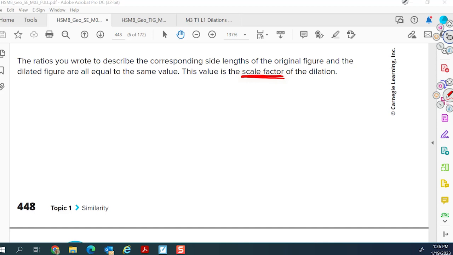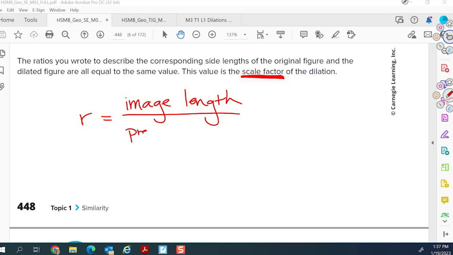It's maybe a term you've heard before, maybe not. It's the scale factor, the ratio between the two things that are similar to each other. Now I want to give you that the variable used for scale factor is r. I think the r comes from the word ratio, but for scale factor, the variable that's always used is r. And I'll give you the formula for scale factor right now. It is an image length divided by a pre-image length.